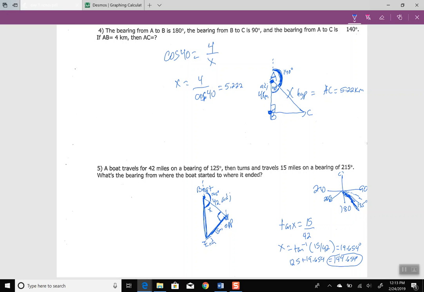Okay, all right, that is it for bearing. So things to remember, just imagine that line going due north and then have that northeast, southwest kind of guide to help you out a little bit.